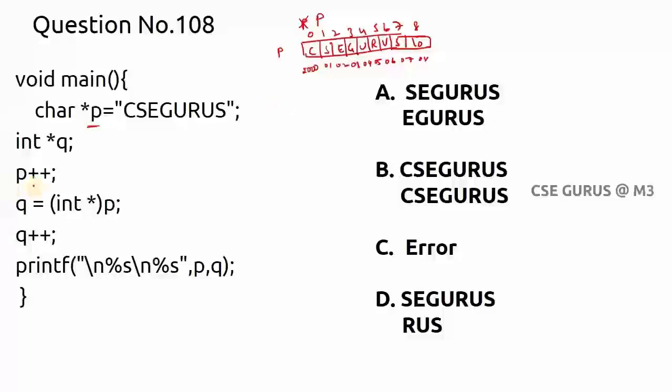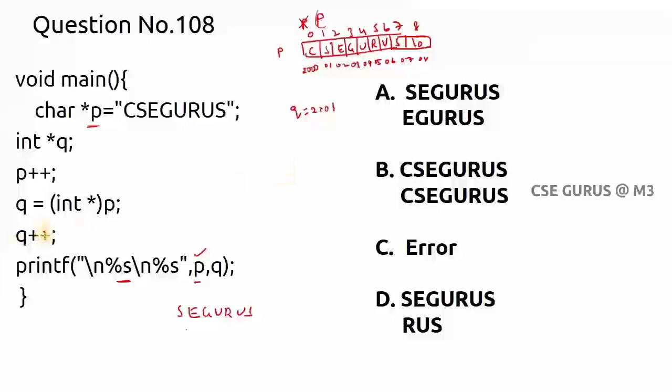Now when it is p++, the position of p starts from here, and if I print pointer p, that means the p value as a string, you will get the answer from S: SE GURUS. All will be printed like this. But now you can see q equals int asterisk of p. That means you are converting your p into an integer pointer. This is a type conversion. That means your address is converted, so now the q address will be here, that is 2001.